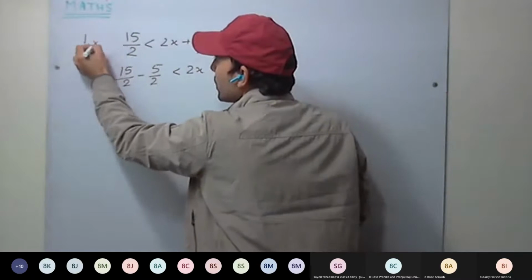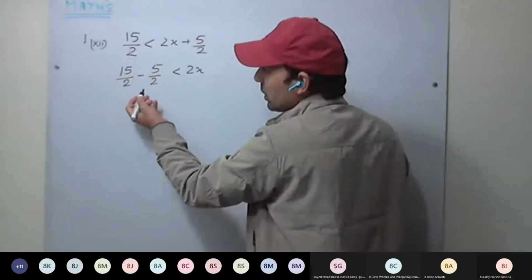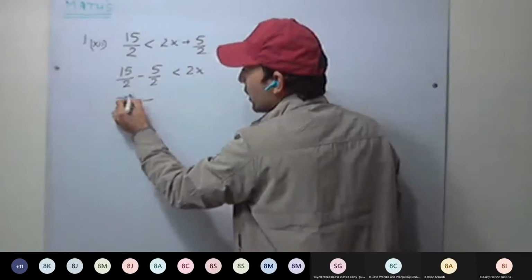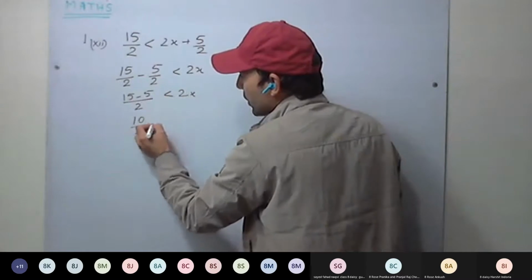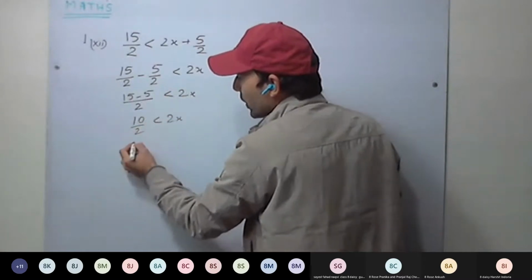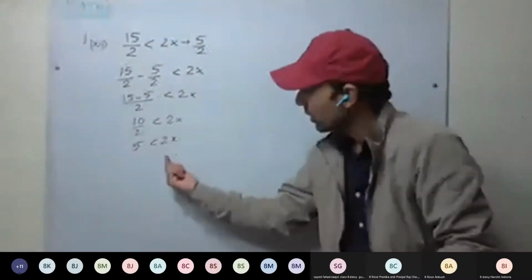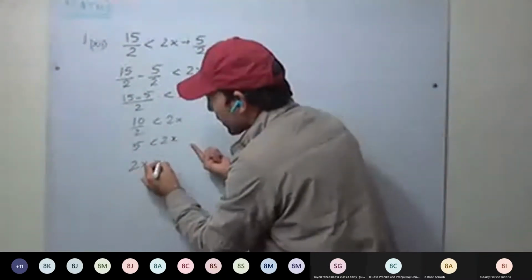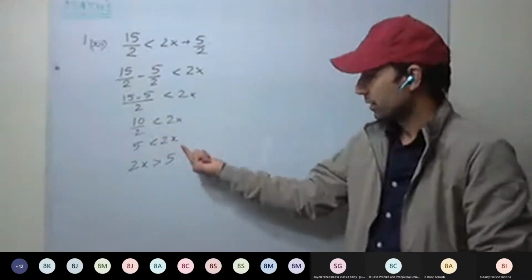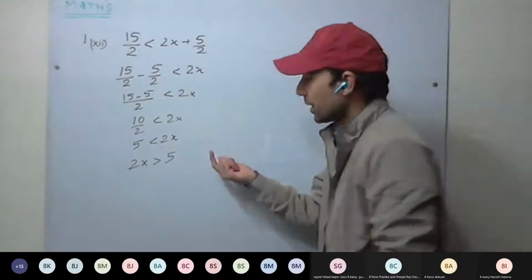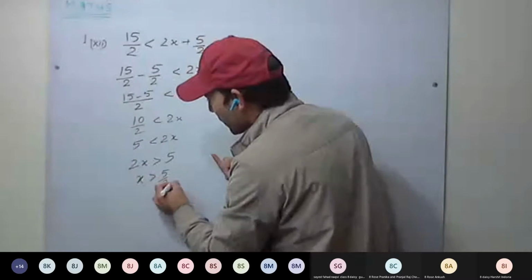Okay. Now take the LCM. LCM is 2. 15 minus 5 is less than 2x. It will be how much? 10 by 2 is less than 2x. It is how much? 5 is less than 2x. Or we can write it like this as well: 2x greater than 5. We can write this inequation as this. Now x greater than 5 by 2.